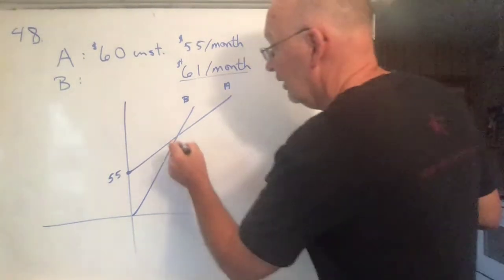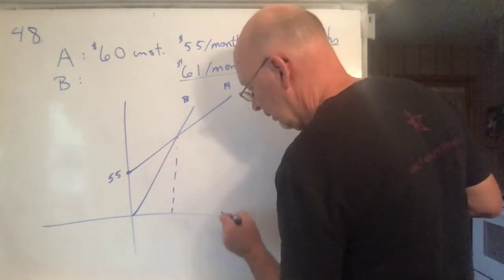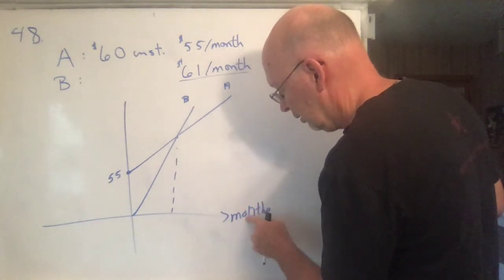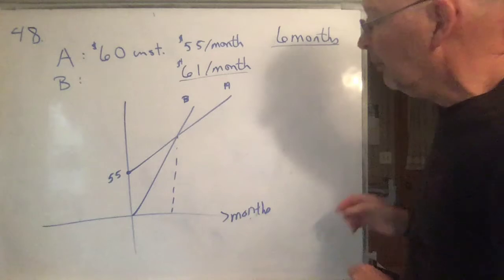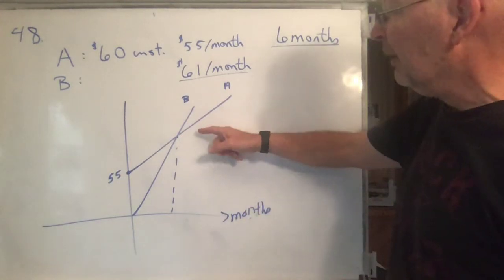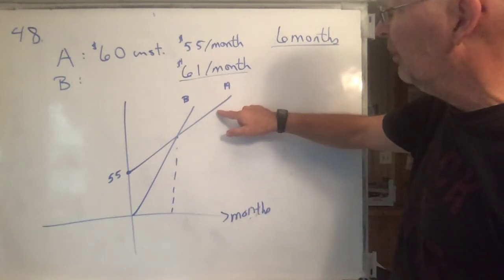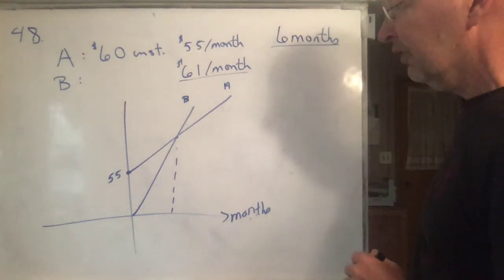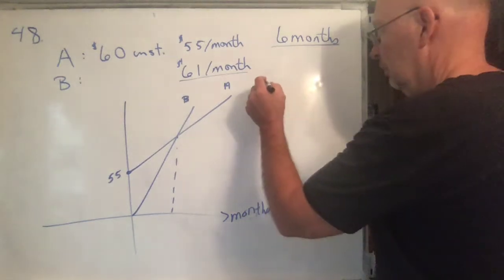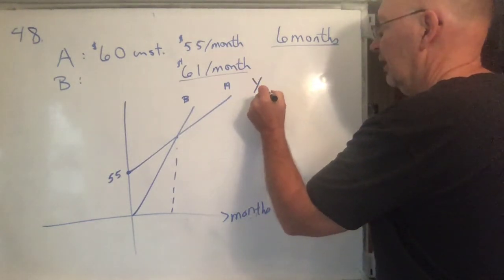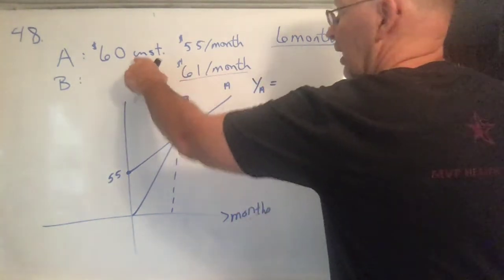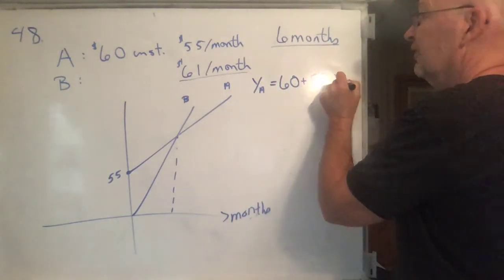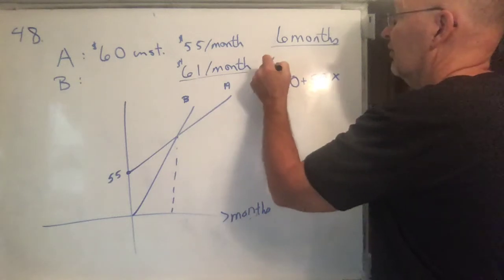So at some point, this is your number of months right here. Okay, at some point they're going to be equal, and then after that point, A is going to be the better deal. This one will be higher price than this. So let's get an equation for both of these. Y sub A is going to be $60 plus 55 times X, where X is the number of months.